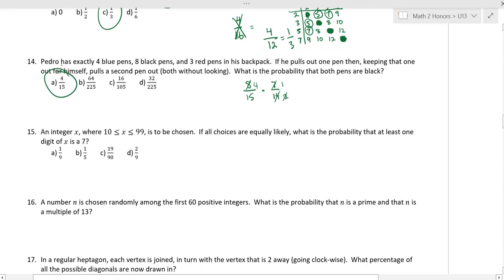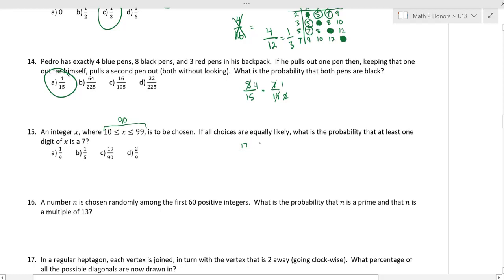15, an integer x where x is between 10 and 99 is to be chosen. So how many numbers are there? You're going to get 90 different numbers there, because you're including 10 and you're also including 99. If all the choices are equally likely, what is the probability that at least one digit of x is a 7?